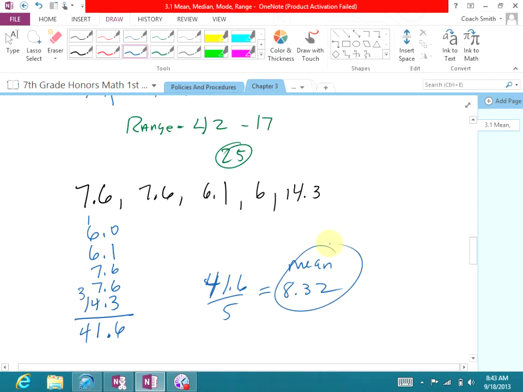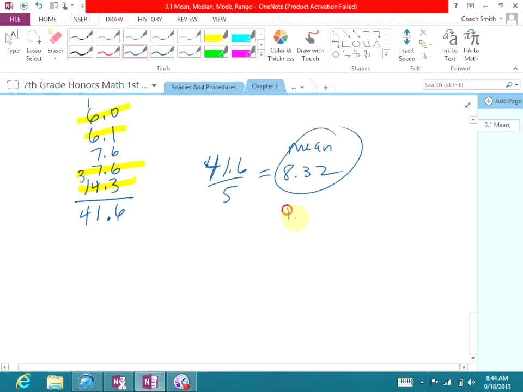Now the median. One of the reasons I put my numbers in order when I was adding them was so I could do the median. So all I have to do is mark out the numbers, real simple with that small amount of numbers. There's your median. So your median is going to be 7.6. Now we have the mode. What's the mode? 7.6.